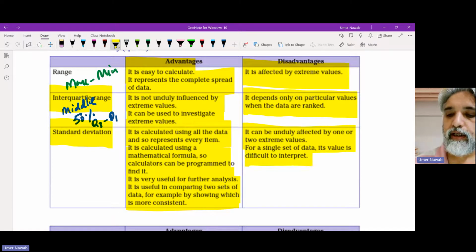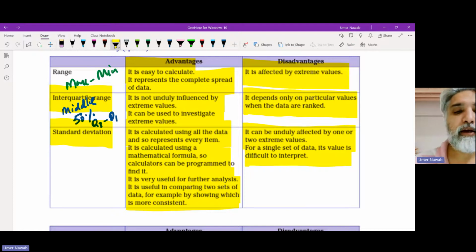For a single set of data, its value is difficult to interpret. Definitely, it's not easy to interpret the value of the standard deviation. It totally depends, first of all, on the mean, and then on how the values are spread around the mean. So no one can easily interpret it. You have to use the formula, and then from the formula you can find it.